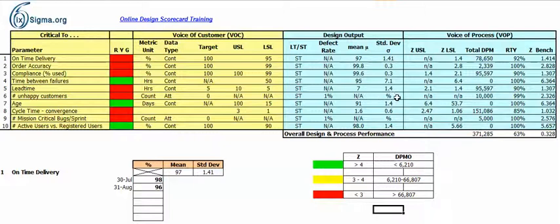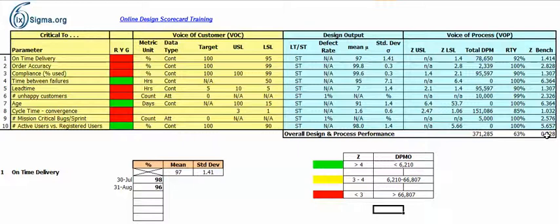Okay. And then over here, you've got the actual. So this is voice of the process. This blue part I failed to mention. Voice of the process. How is the upper spec limit being met? How's the lower spec limit being met? What is the total defects per million? What's the rolled throughput? And then what is the Z bench based on the upper and the lower spec limit for this particular requirement? And what's the overall Z bench as well?